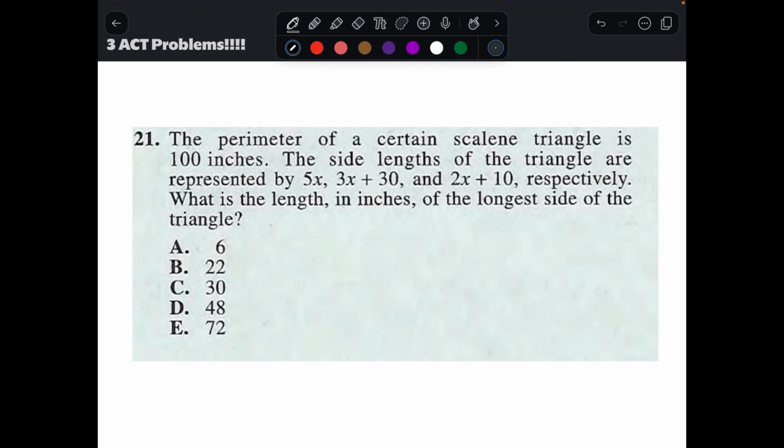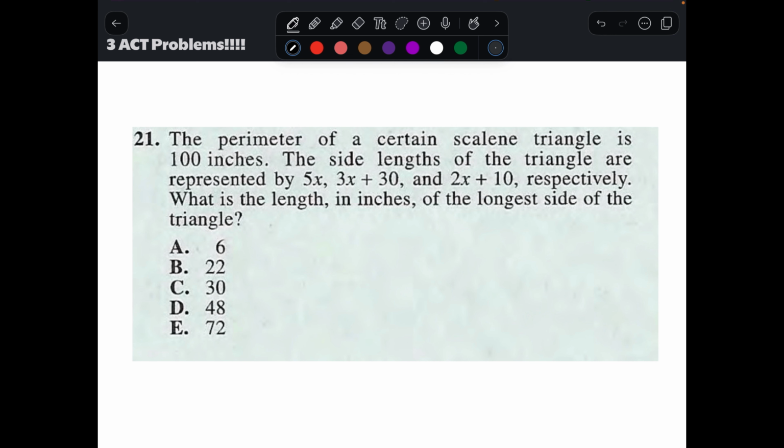Question 21 says, the perimeter of a certain scalene triangle is 100 inches. The side lengths of the triangle are represented by 5x, 3x plus 30, and 2x plus 10 respectively. What is the length in inches of the longest side of the triangle?